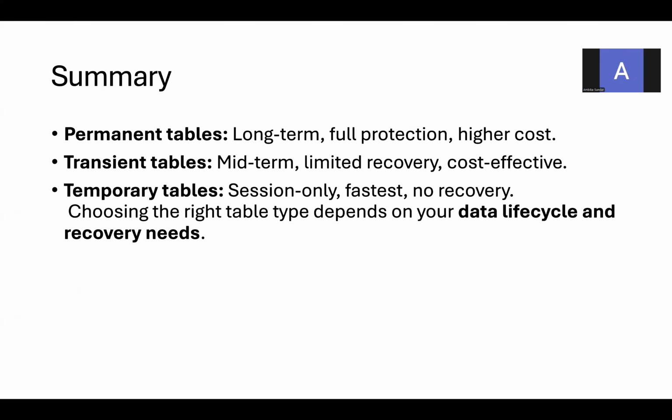Permanent tables are for long-term, full production and higher cost. Transient tables: mid-term, limited recovery, cost effective. Temporary tables: session only, fastest and no recovery. So these are the three types of tables and their features. And I hope you have understood in detail the different types of tables.